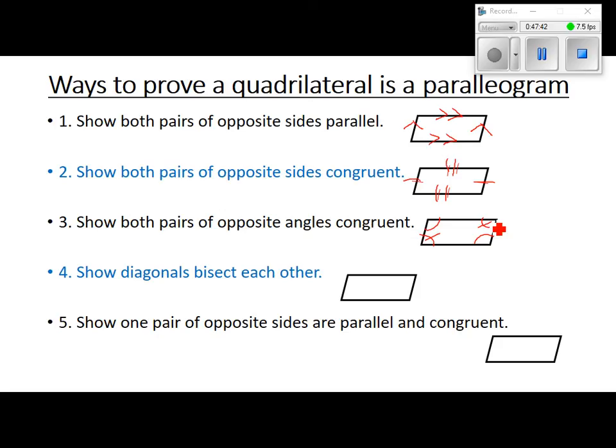Show the diagonals bisect each other. So if I draw in this diagonal, I draw in that diagonal, I'd have to know this part's congruent to that part, this part's congruent to that part.